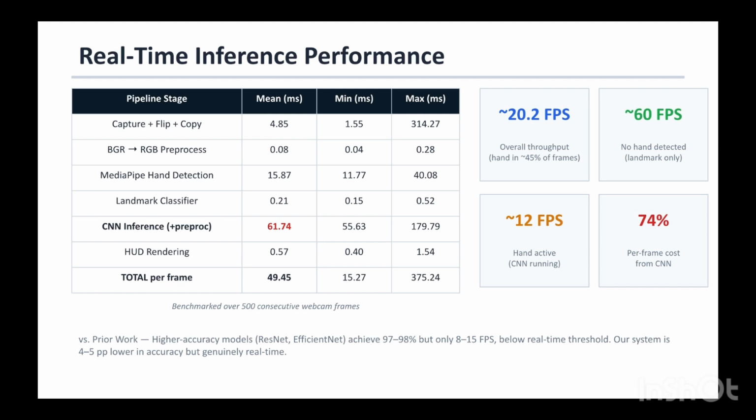Compared to prior work, VGG16 achieves 95% accuracy, but only at 8 frames per second. ResNet50 reaches 97.8 to 98% at 12 frames per second. EfficientNet B0 reaches 98.9% at 15 frames per second. We are 4 to 5 percentage points below the top accuracy models, but we are the only system in this comparison with confirmed real-time throughput and a sub-millisecond landmark fallback.